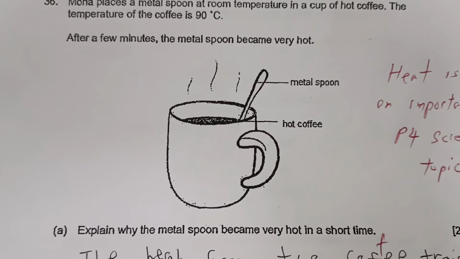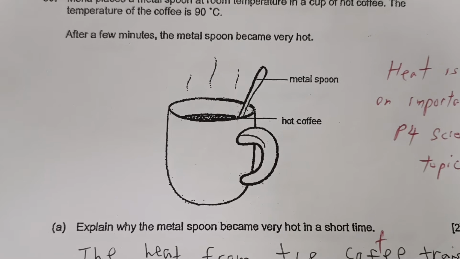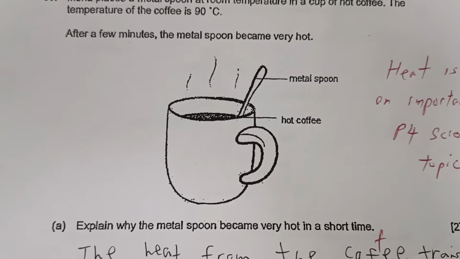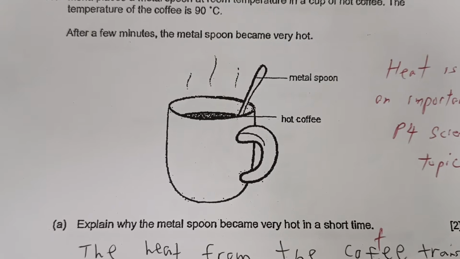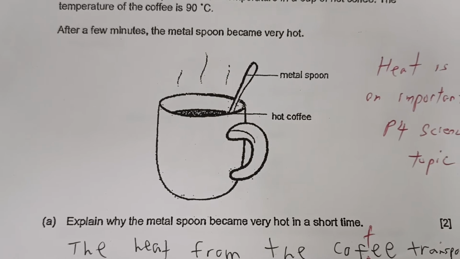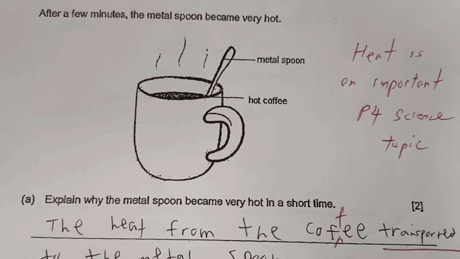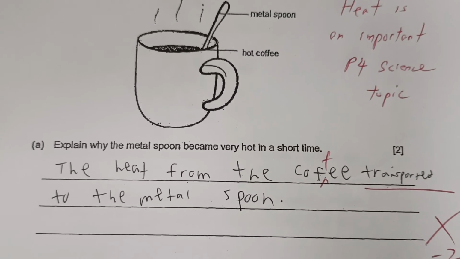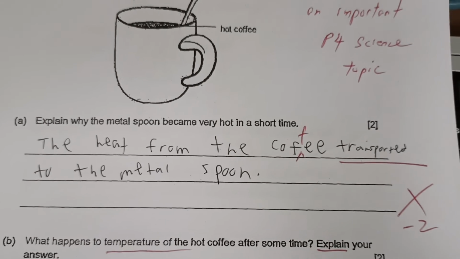Part A. Explain why the metal spoon became very hot in a short time. Notice the student needs to explain why the metal spoon became very hot and also in a short time. And this is a 2-mark question. So let's look at how this student answered this question briefly and was deducted of the 2 marks.